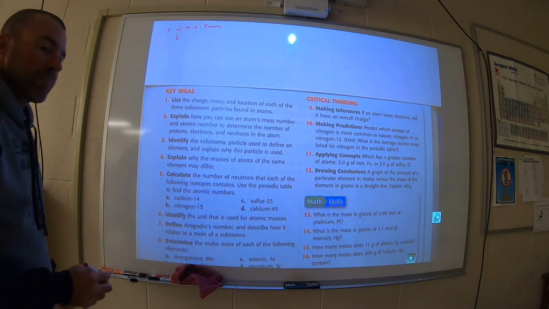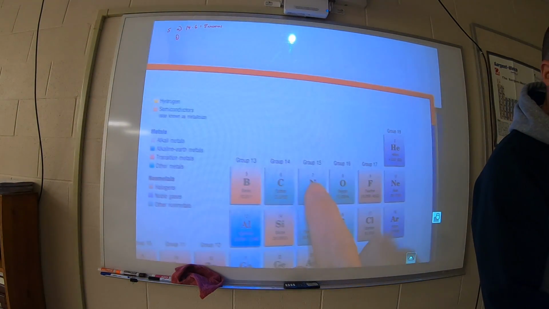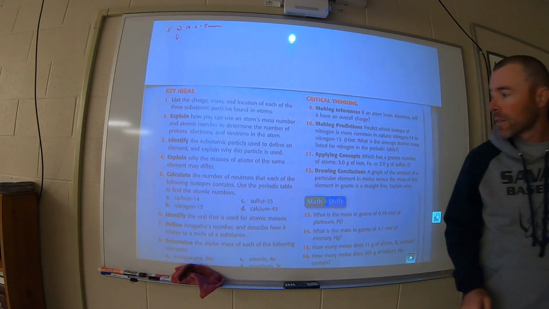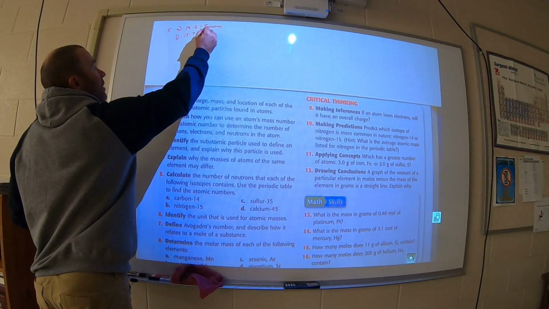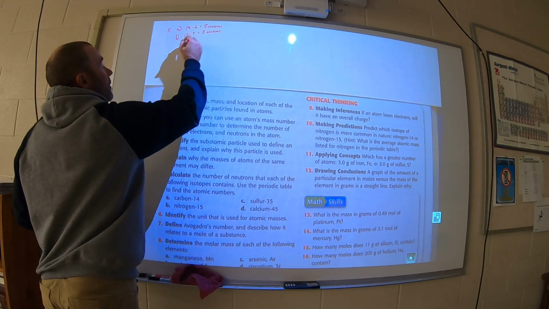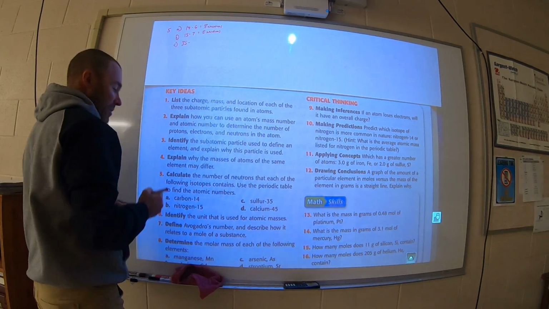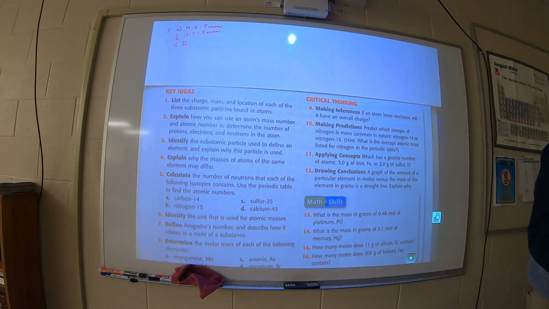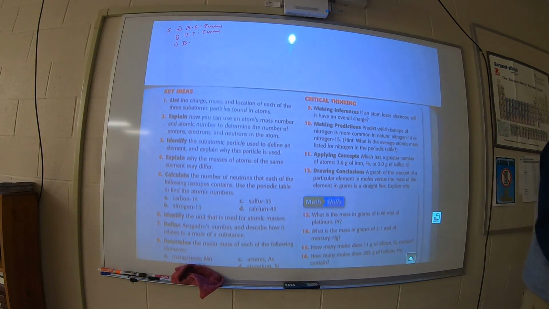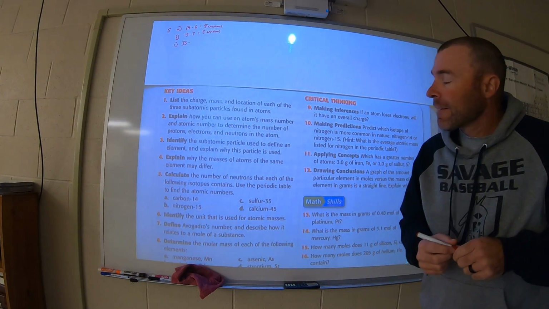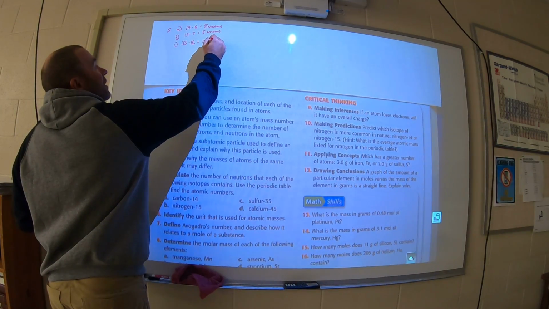Letter B, nitrogen 15. So we'll do the same thing. Find nitrogen. Nitrogen is right next to carbon. It has an atomic number of 7. So if we take 15 minus 7, you get 8 neutrons. Letter C, sulfur 35. So this is going to be 35 minus the atomic number of sulfur, which is 16. So 35 minus 16 is 19 neutrons.